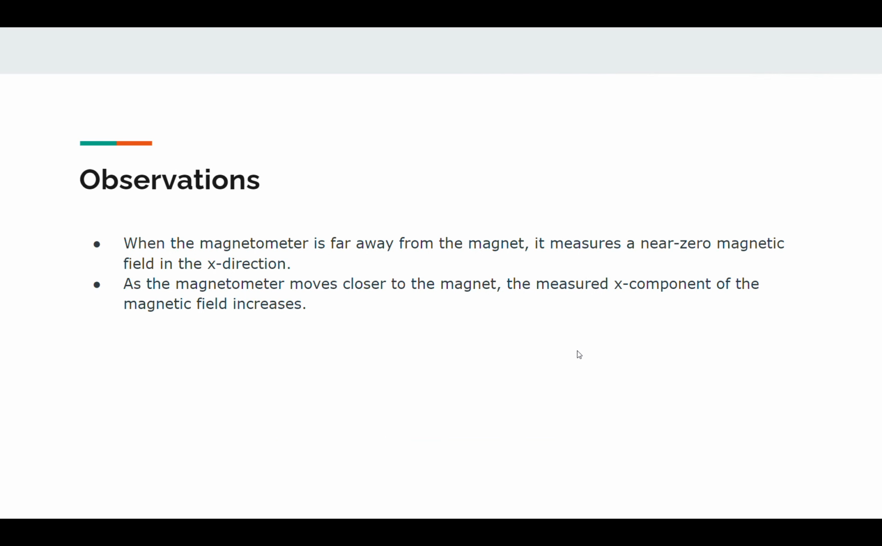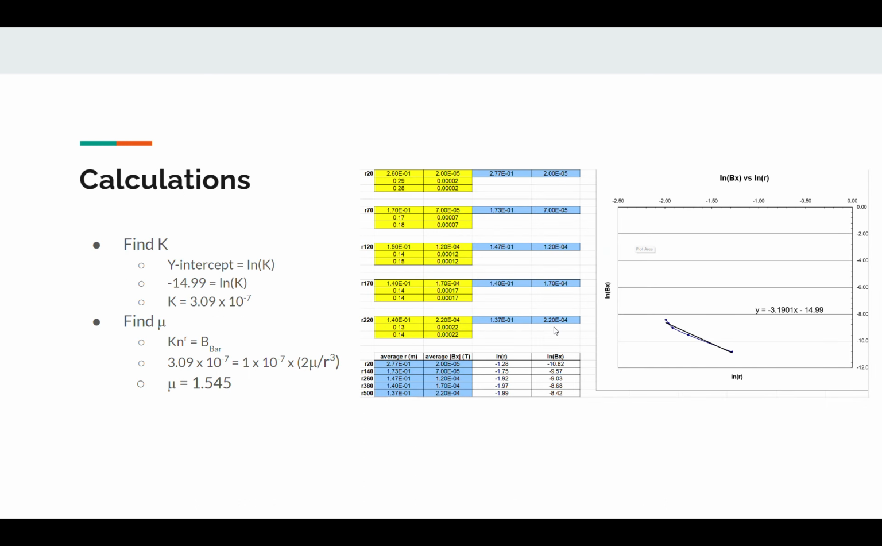Some observations during the lab: when the magnetometer was far away from the magnet, it measured near zero in the X direction, and as the magnetometer moves closer to the magnet, the measured X component of the magnetic field increases. Our calculations: first, we want to find mu, and to do that, we need to know k.